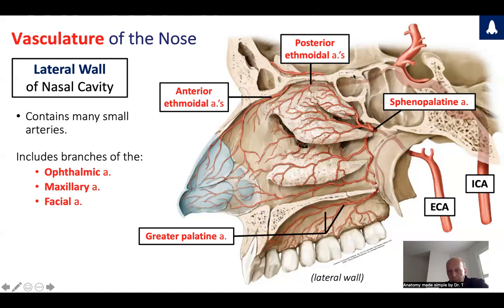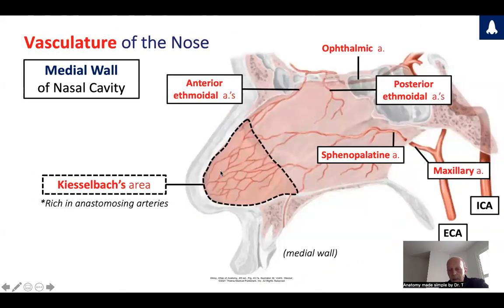Branches of the ophthalmic artery are also entering into the nasal cavity, giving us posterior ethmoidal or anterior ethmoidal arteries. Then we have maxillary artery that is giving a branch, that's sphenopalatine branch, and then facial artery also will add a little bit of extra blood into the nasal cavity. Since we have so many blood vessels that create so many anastomotic connections between them, the medial wall of the nasal cavity, this is practically the nasal septum, you still have the same posterior and anterior ethmoidal arteries, as well as sphenopalatine artery branch of the maxillary.